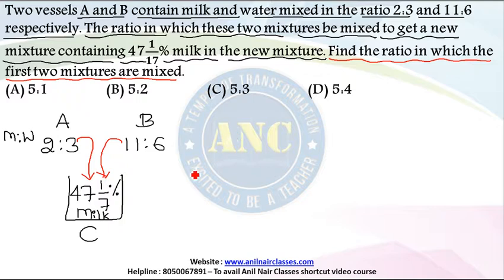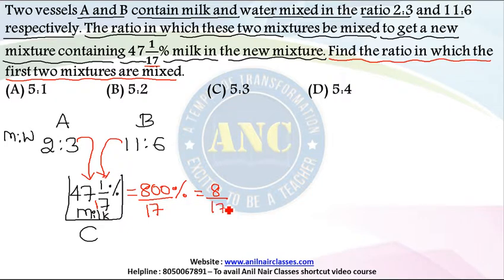Now see here, same logic sir, there is no difference at all. 47 1/17% is nothing but 800/17%. Sorry, the question is given as 17. 800/17% is 800/17 into 1/100. So 100 into 8 is 800. Finally, I will be left with 8/17.